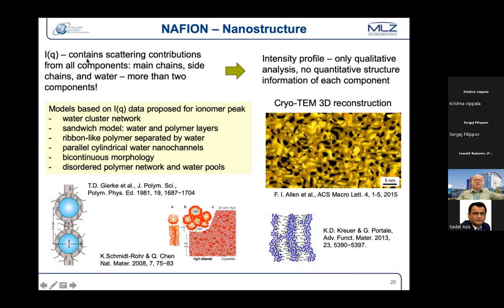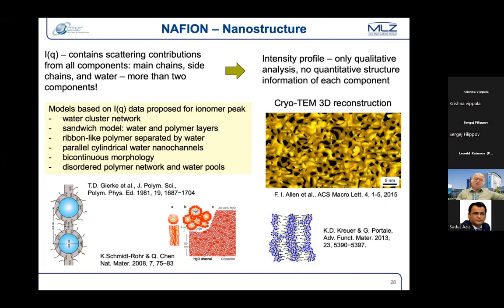Now the typical approach for such studies is to analyze the scattering intensity, but in this case the ternary system contains scattering contributions from all components: main chain, side chain, and water. So the intensity profile gives only qualitative information, no quantitative structural information on each component, when analyzing only one curve. And that's why for Nafion, different models have been proposed over time, based only on the analysis of individual scattering curves.